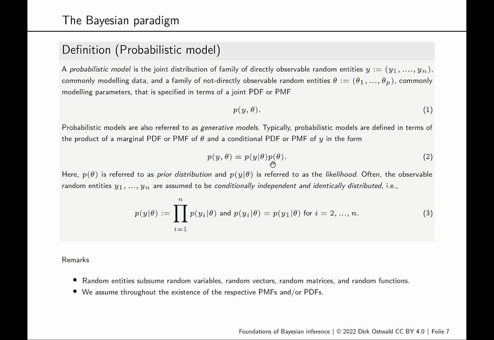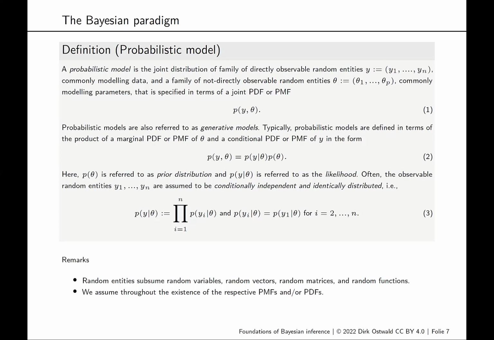As I already said, this marginal distribution over the parameters is called the prior. The conditional distribution of the data given the parameter is called the likelihood. But we don't know the parameter. That's the thing. We don't really know the real parameter. So how can we say it's the data given the parameter if we don't know the parameter? Because it's a model.